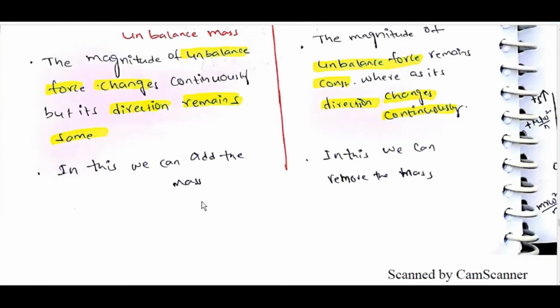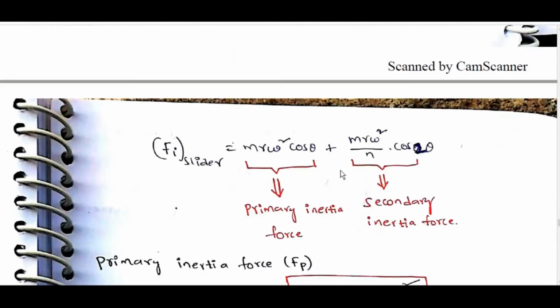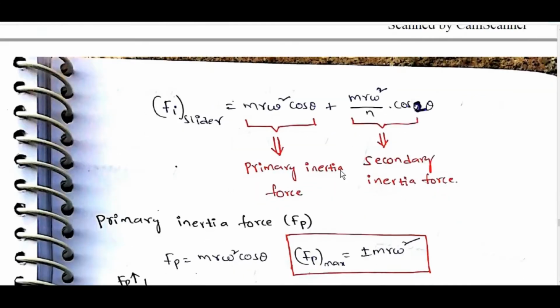In this we can add mass. Rotating unbalanced mass: the magnitude of unbalanced force remains constant, whereas direction changes continuously. In this we can remove mass. F inertia of slider is equal to m r omega square cos theta, the primary inertia force, plus m r omega square by n cos 2 theta, the secondary inertia force.